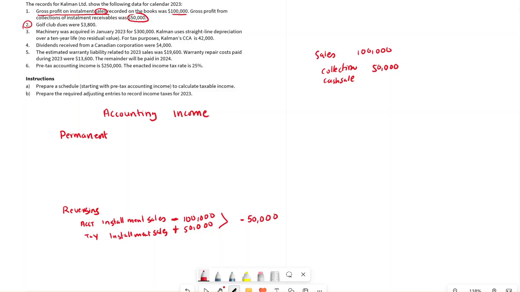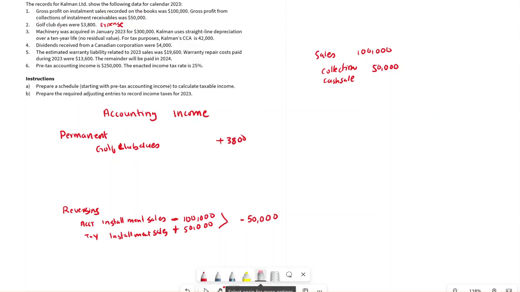Golf club dues are a permanent difference. Golf club dues are treated as an expense when you have accounting income. Expenses are subtracted, so I need to add back the golf club dues. The reason they do it is that we are not earning any sales while our presidents and vice presidents are playing golf. If the government is not getting any money, I need to add back the 3,800.